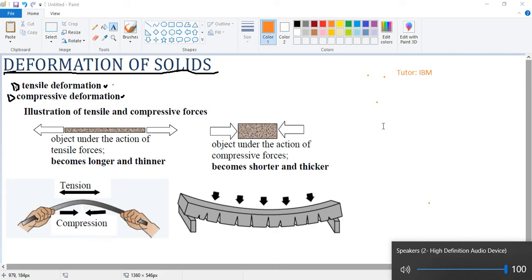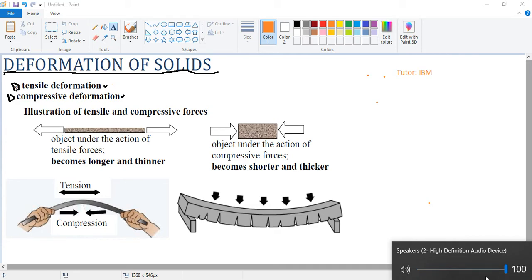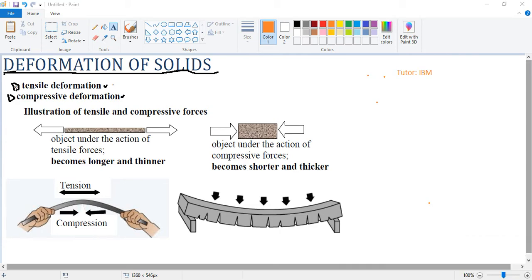Today I'm interested in only grade 11 through year 12, as the unit I will be going through with you today is called deformation of solids. Before deformation of solids, we must have studied a unit called force, density, and pressure.